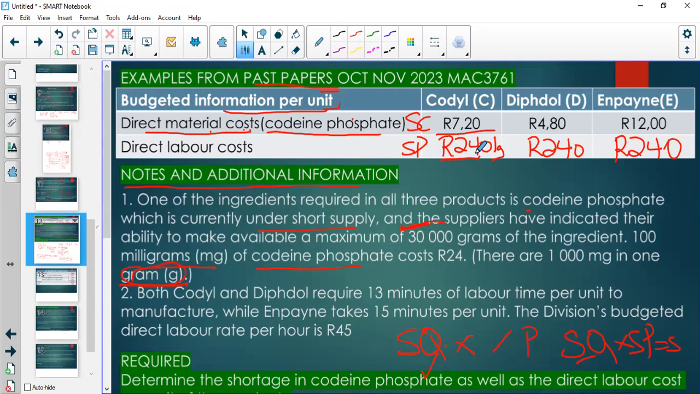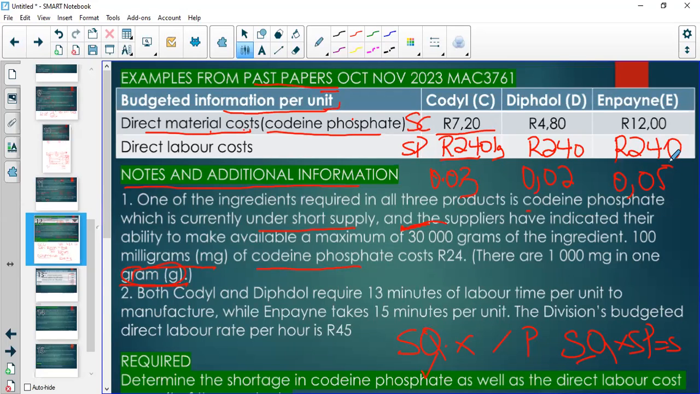So how many grams per unit do we need? I'm going to say 7 rand 20 divided by 240. So I get 0.03 grams per unit. Then here I do the same, it's 4 rand 80. I divide by 240. Then I get 0.02 grams per unit. Then that's 12 rand. Then I divide by 240. Then I get 0.05 grams per unit.